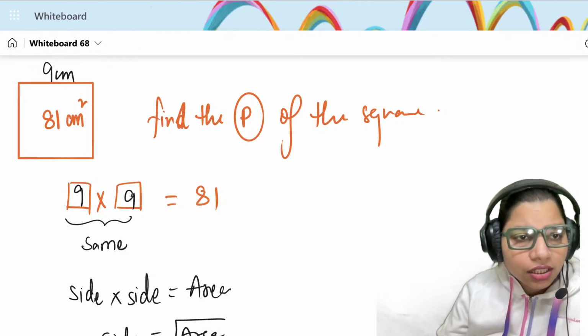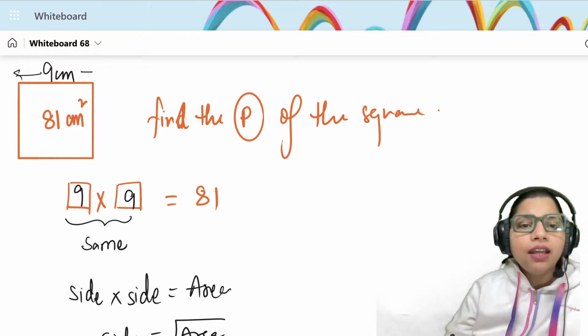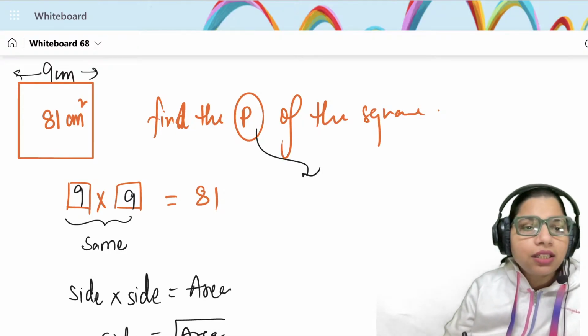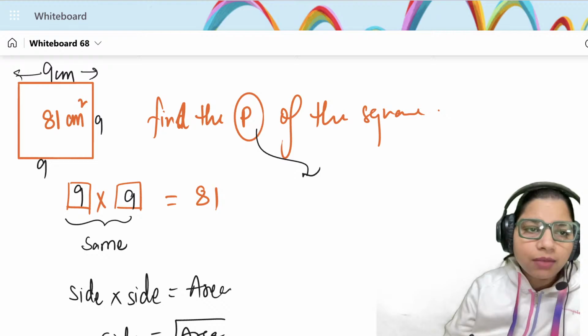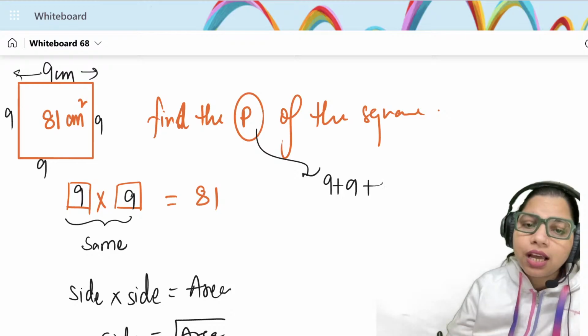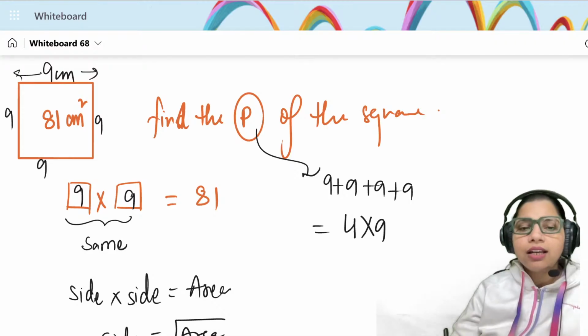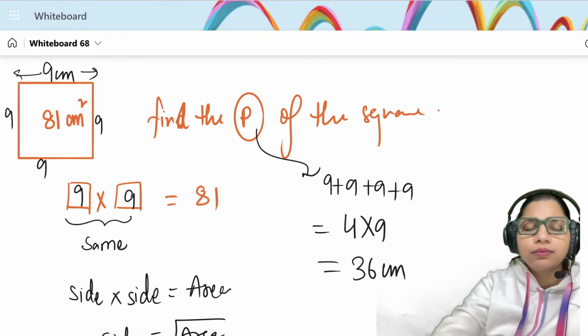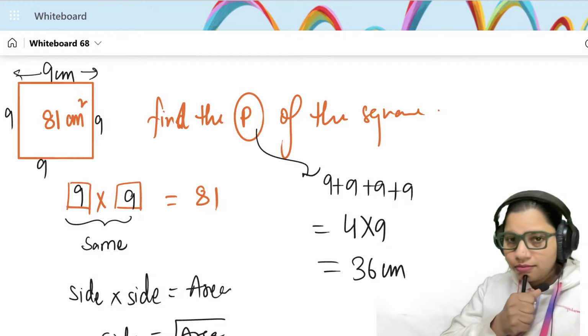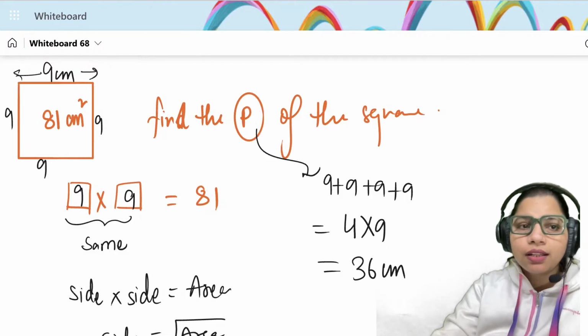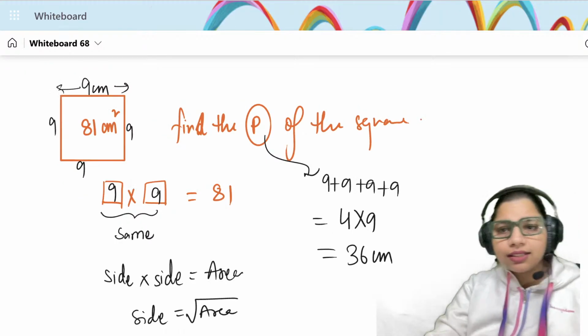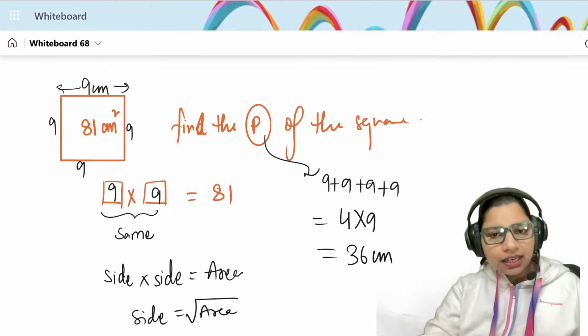When 9 centimeters is the side length of the square, what is the perimeter? Perimeter is going to be the boundary. Just add the boundary. हमें सारी boundary को add करना है. So it would be 9 plus 9 plus 9 plus 9. You can also say कि हमें 9 को 4 times add करना है. That is 36 centimeters. Does that make sense? So we get the perimeter to be 36 centimeters when the area of the square is given.